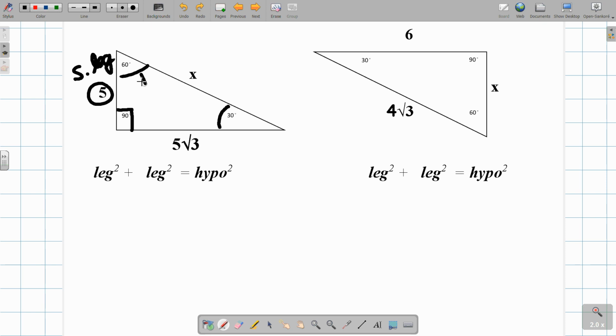60 is the larger angle, that makes this the long leg. That's going to come in handy. It's really important you establish the difference between the legs. The legs are no longer equal now. Why? Because the angles aren't equal. So there is your 30 smaller angle, which makes x here the short leg. Here's your larger angle, 60, which makes the 6 the long leg.